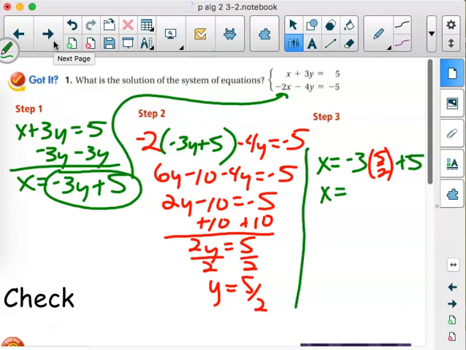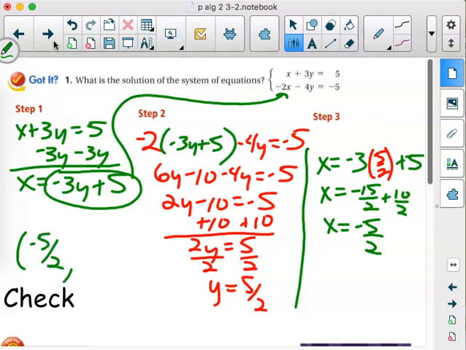Again, I'll do it by hand, but you could punch it in at this point. This would be negative 15/2 plus 10/2, which is negative 5/2. Now, I like this problem because people accidentally write down positive 5/2, negative 5/2 all the time. x comes before y. Negative 5/2, 5/2.